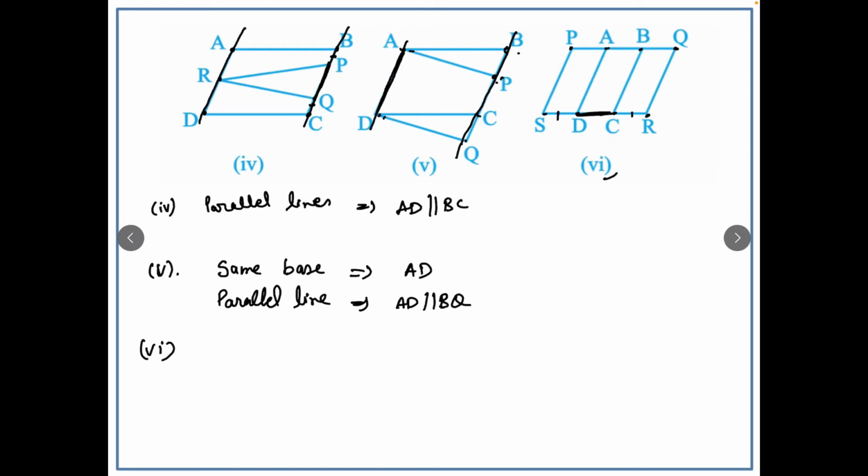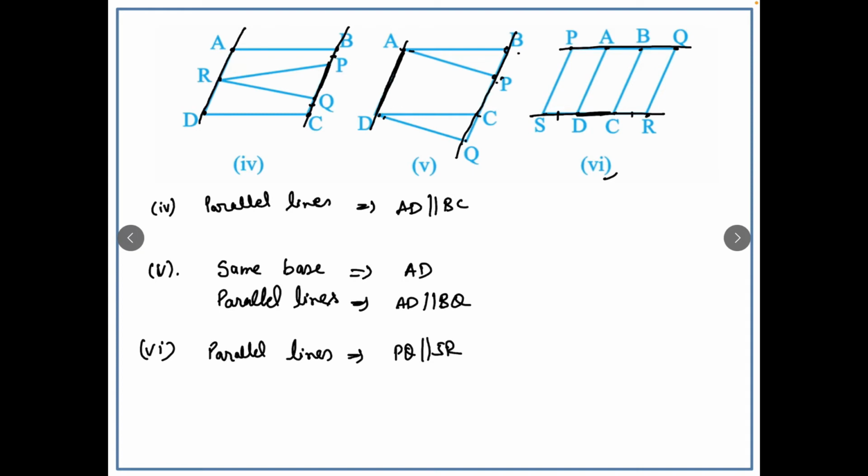Okay, so they are not on the same base, but if you extend this line, you will find that all the vertices lie on these parallel lines. So there is no common base, but we have parallel lines, the same parallel lines, which in this case is PQ parallel to SR. Okay, so that's how you have to write their answers.